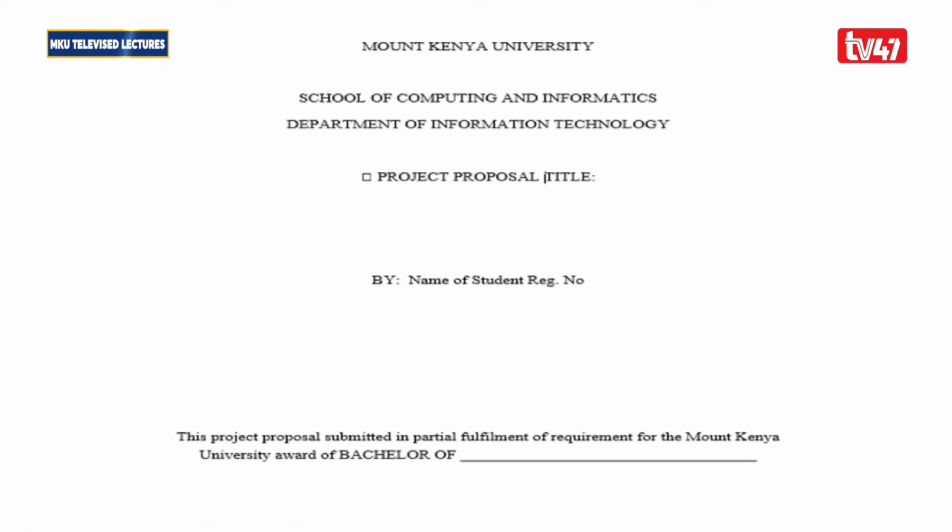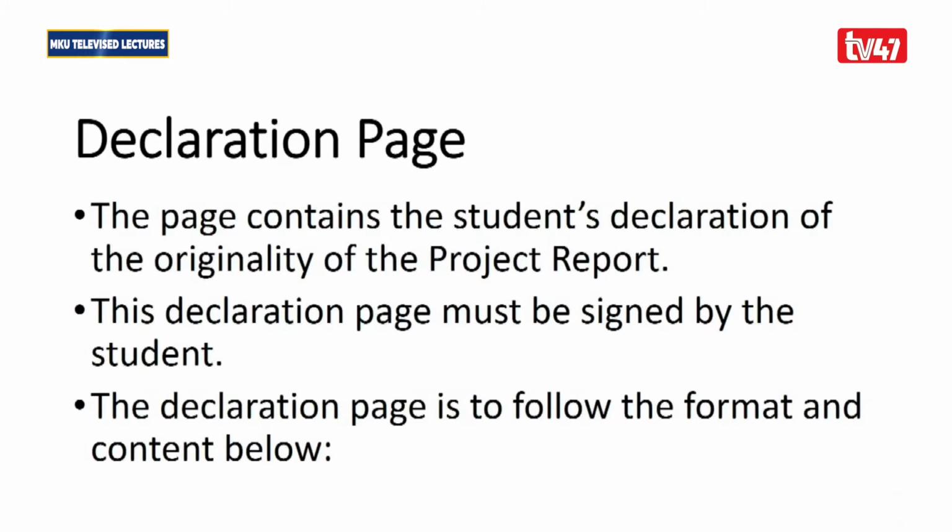Note that they're in the center alignment. So it is required of us that it is in the center alignment and in that order. The university, the school, your department, the proposed project title, your name and registration number, and then the contribution that the proposal is making towards achieving what qualification. In our case, it is certificate and diploma in information technology. You will put that. Then the next page, number 2, is the declaration page.